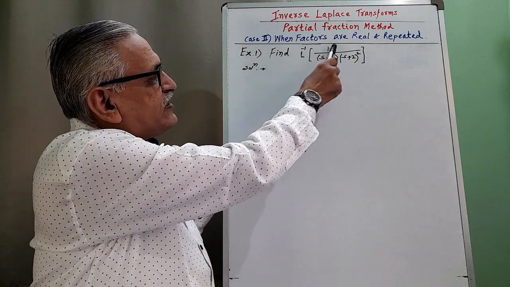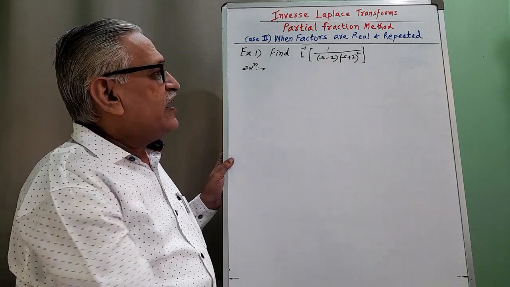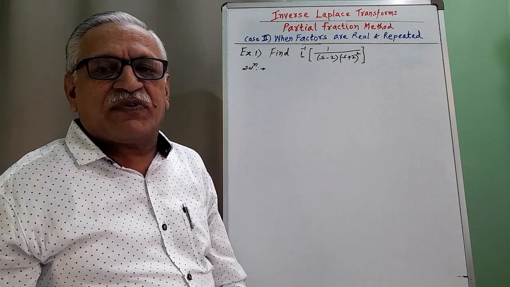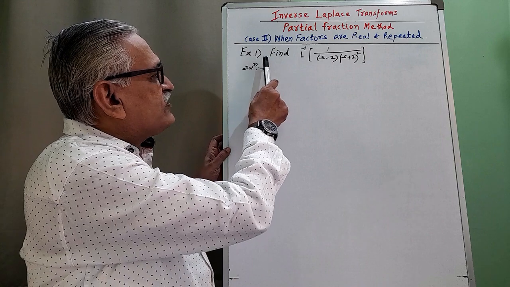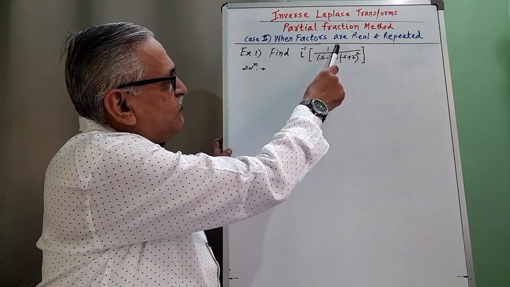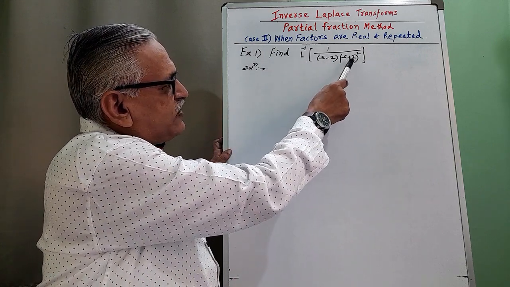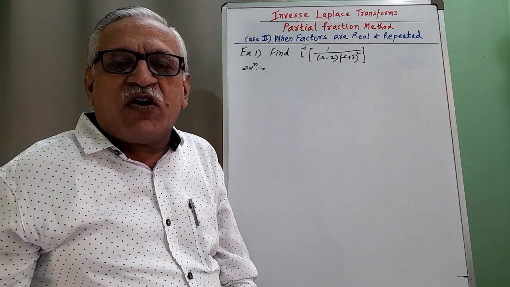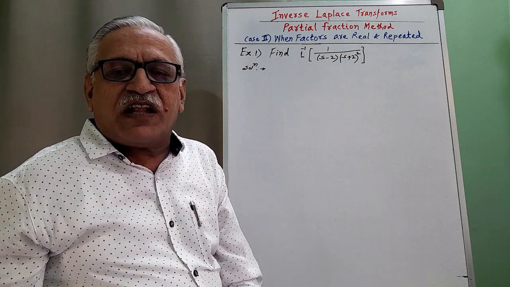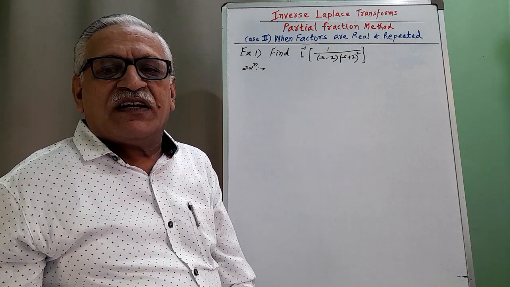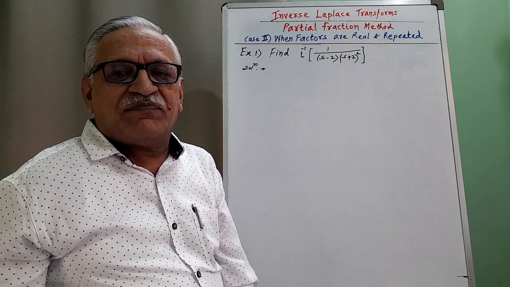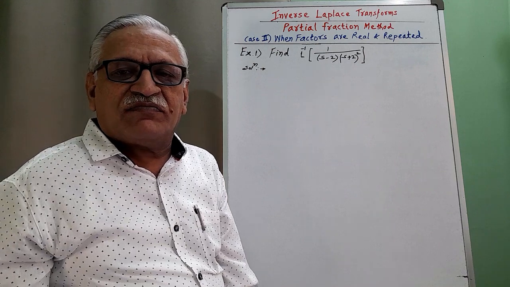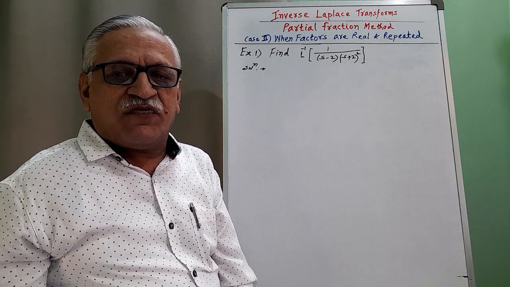Second case, when factors are real and repeated. In this video, I am going to discuss three simple examples. Example number one: find the inverse Laplace of 1 upon (s minus 2) into (s plus 2) whole square. Here the second factor is a repeated factor. Therefore, I will explain how to obtain its inverse Laplace transform. Before we start, please watch the video up to the end so that all the examples are clear to all of you.